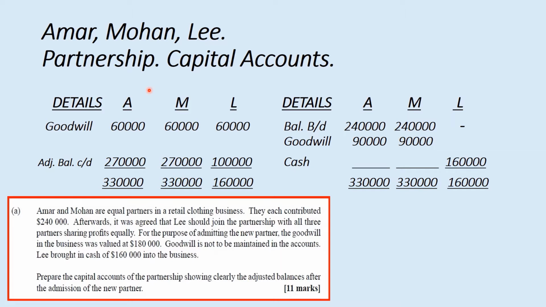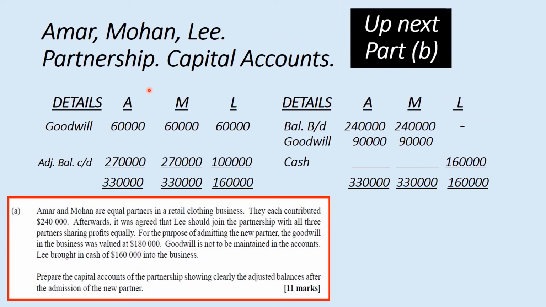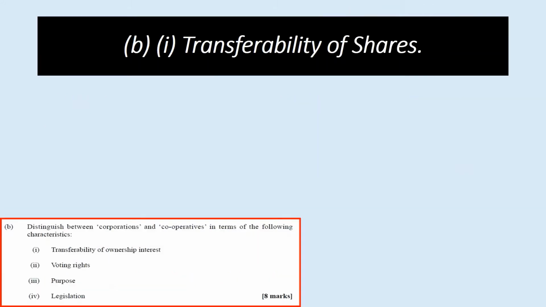Okay, coming up next, Part B. Distinguish between corporations and cooperatives in terms of the following characteristics. One, transferability of ownership interest. Two, voting rights. Three, purpose. And four, legislation.